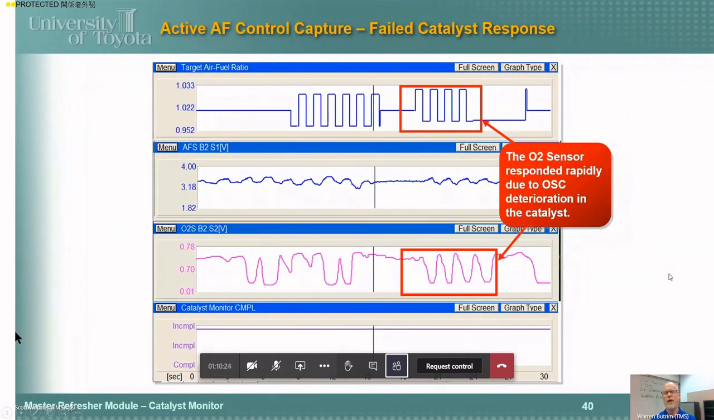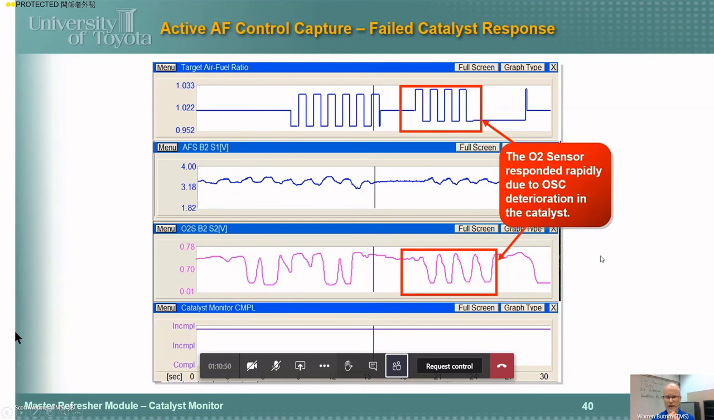Yeah, so this is a good example of a failed cat. You can see where the engine ECM was commanding the rich lean, and the AF looks okay, it's corresponding. But look what's going on with that sub AF or the O2. Yeah, in this case, it's an O2. I can tell that down there by the voltage. Yeah, it's all over the place. So it's not storing any oxygen. It's not making a difference.